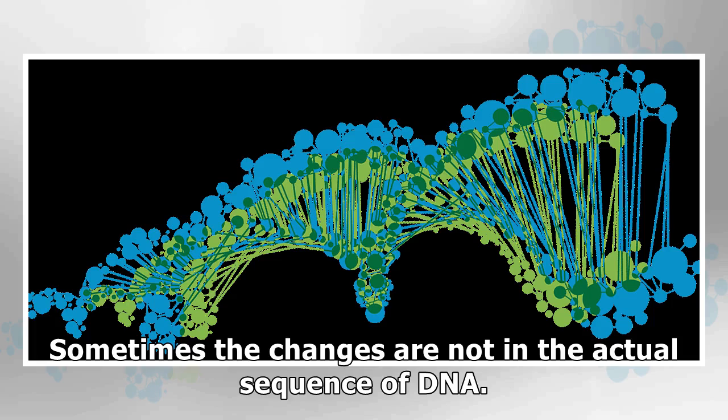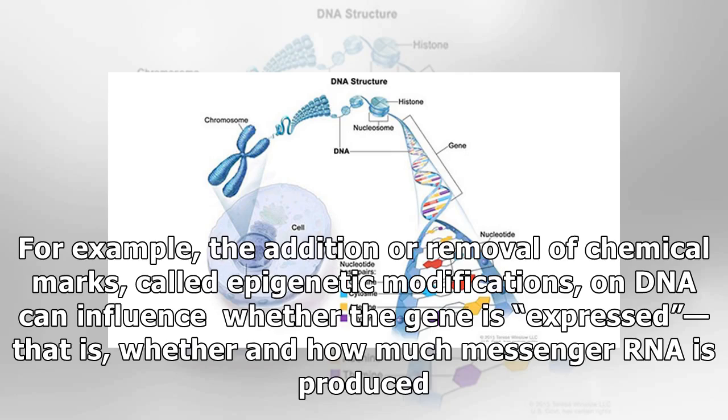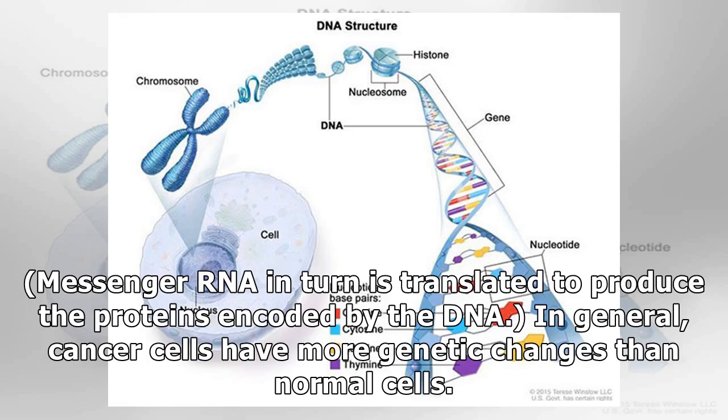Sometimes the changes are not in the actual sequence of DNA. For example, the addition or removal of chemical marks, called epigenetic modifications, on DNA can influence whether the gene is expressed, that is, whether and how much messenger RNA is produced. Messenger RNA in turn is translated to produce the proteins encoded by the DNA.